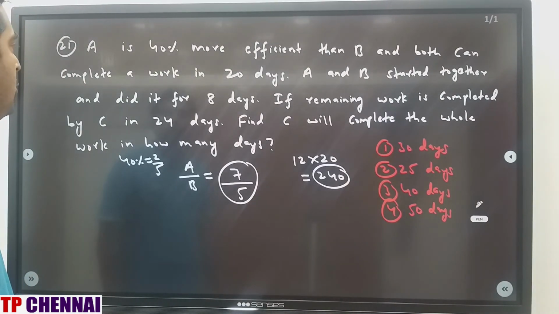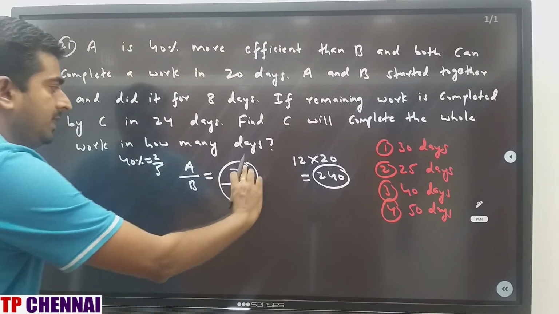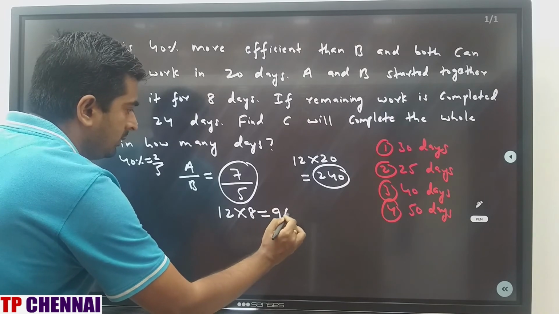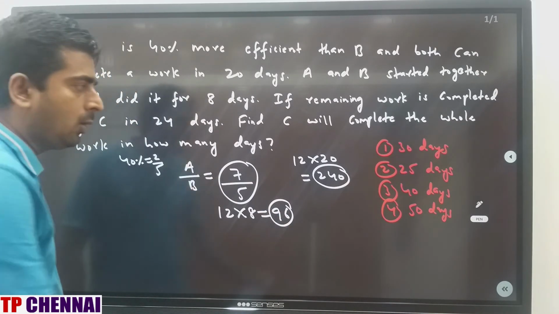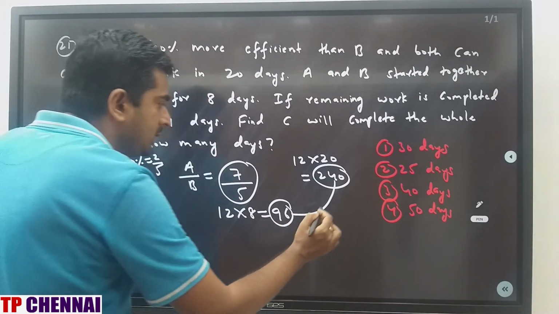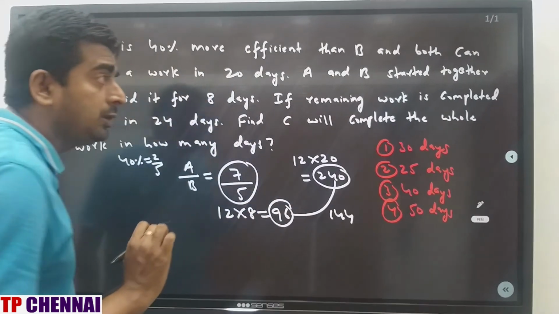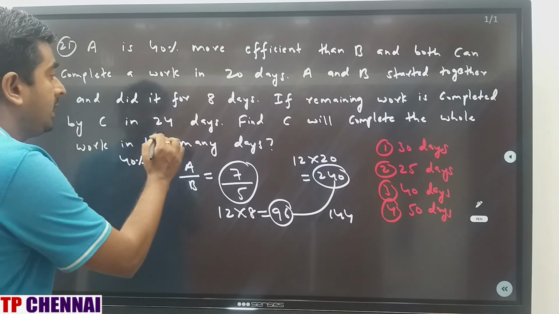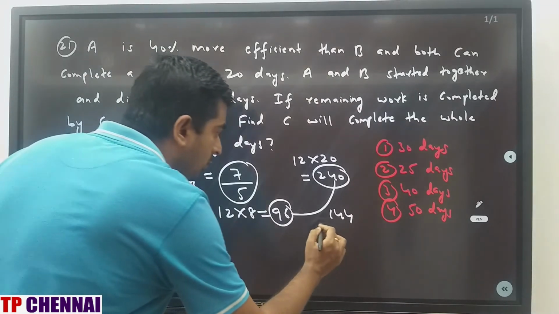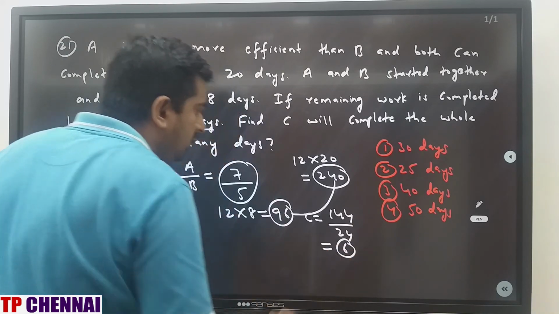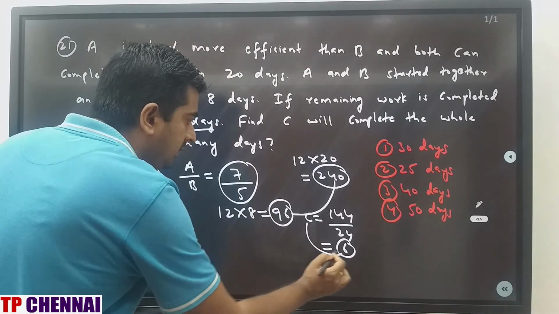A and B started together and did it for 8 days. That means 7 plus 5, 12. They did the work in 8 days. So they finished 96 units out of 240. So remaining is how much? 240 minus 96, 144. This 144 units who will do? C will do in 24 days. Per day how much C will do? 6 units only. That means efficiency of C is 6.